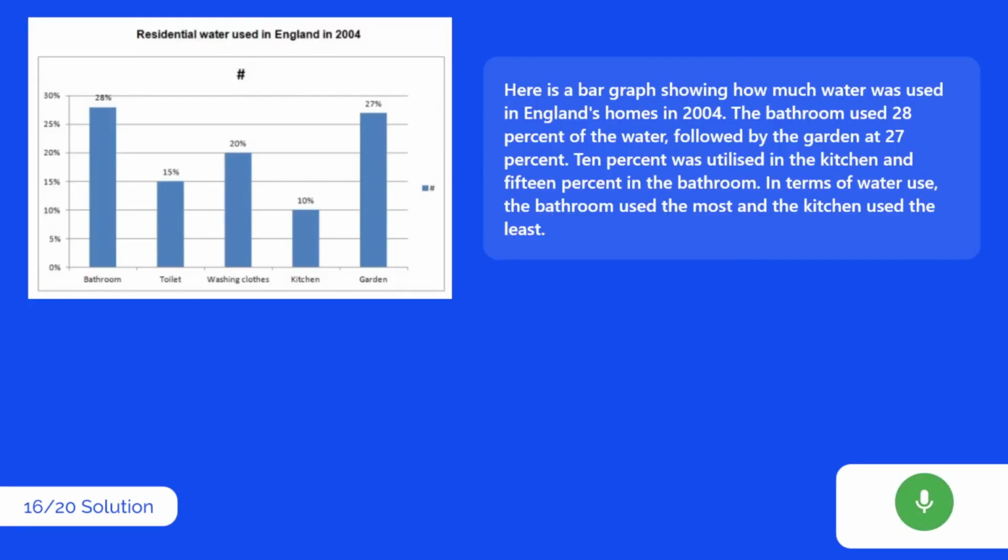Here is a bar graph showing how much water was used in England's homes in 2004. The bathroom used 28% of the water, followed by the garden at 27%. 10% was utilized in the kitchen and 15% in the bathroom. In terms of water use, the bathroom used the most and the kitchen used the least.